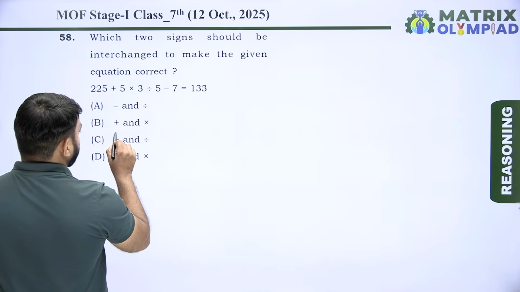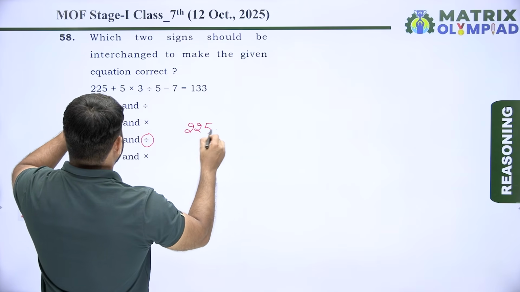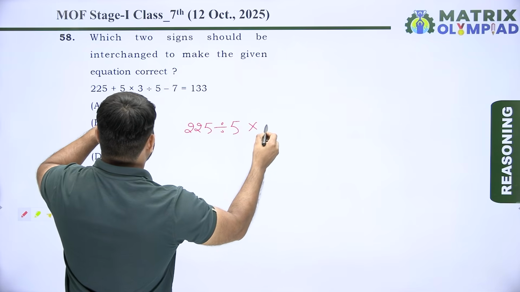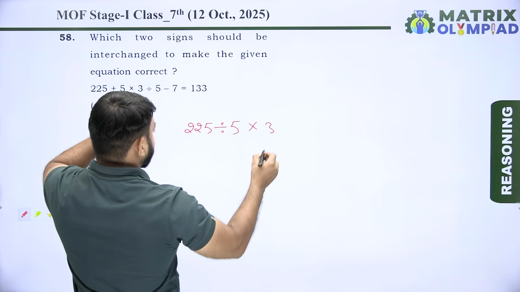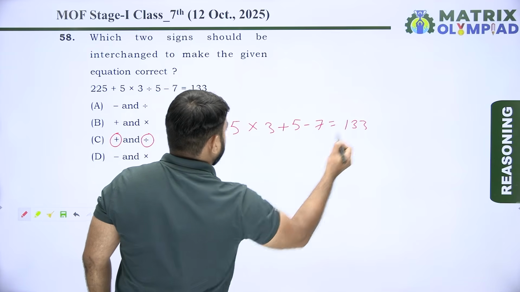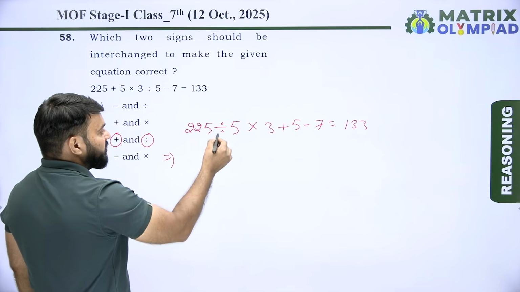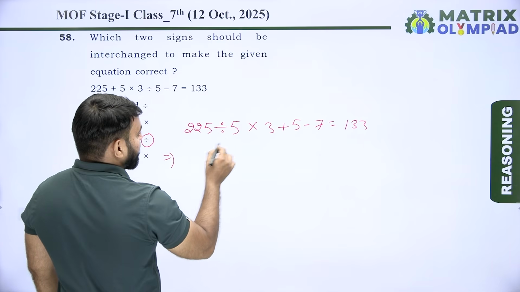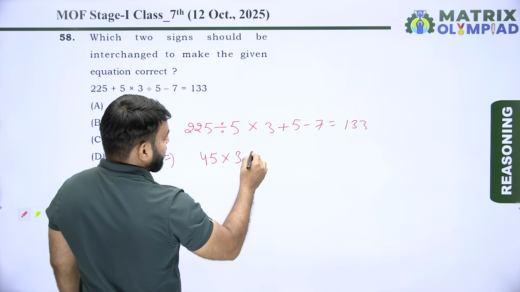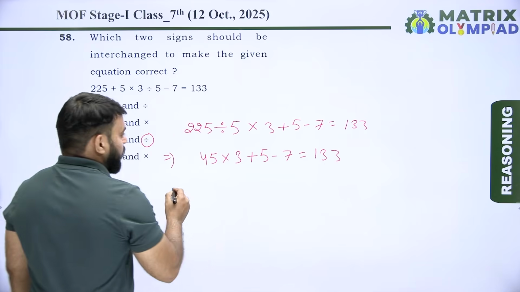According to option C, interchange the plus and divide. So now the equation is 225 plus, it means divided by, 5 multiply 3 divide, it means plus, 5 minus 7 is equal to 133. So first divide the numbers according to BODMAS. So 225 divided by 5, it means 45 multiply by 3 plus 5 minus 7 is equal to 133.